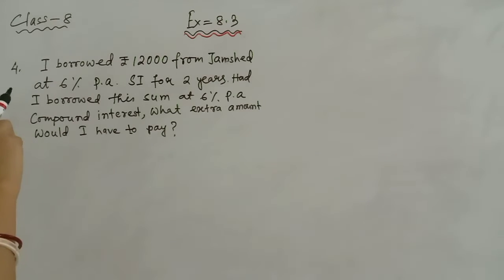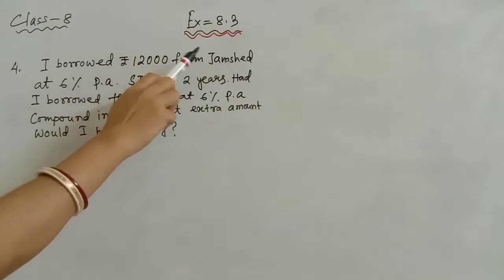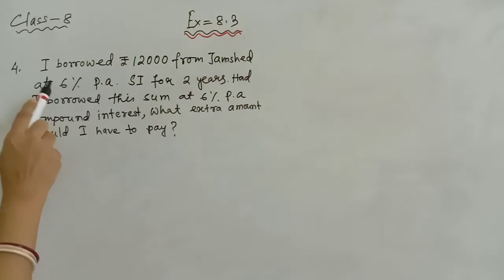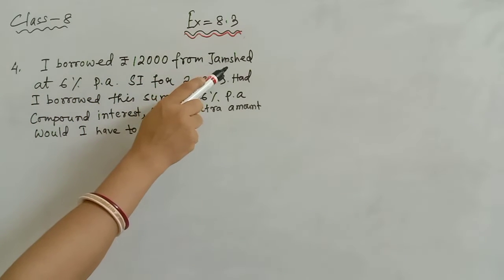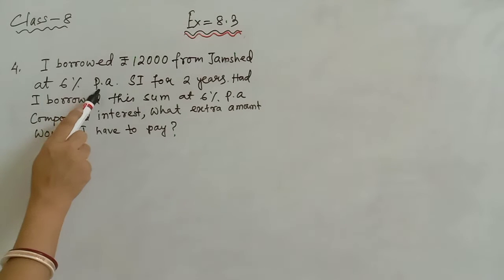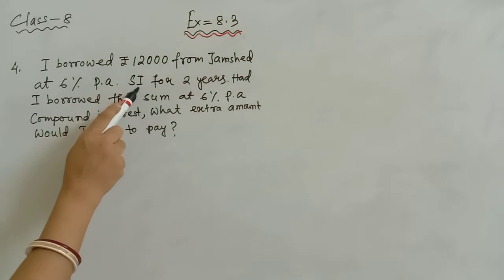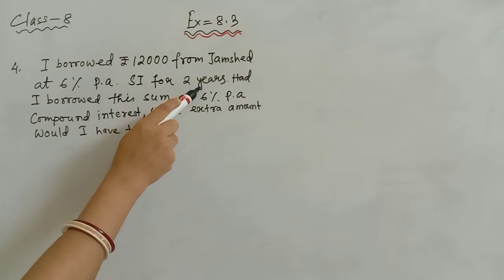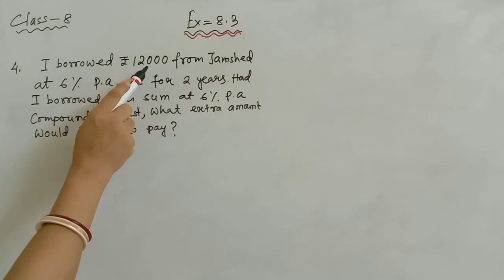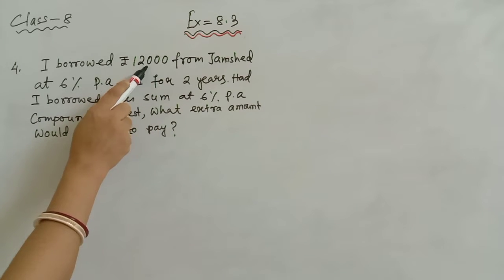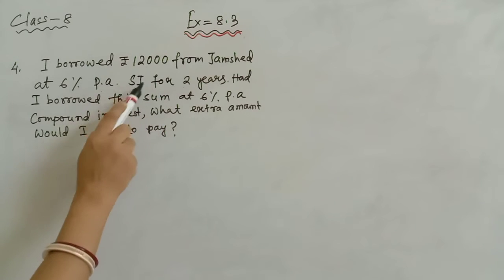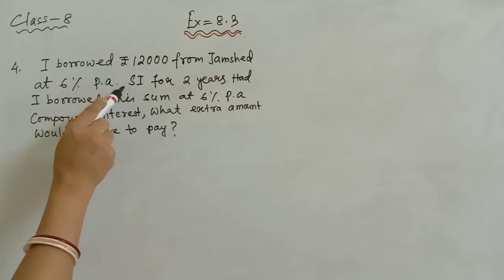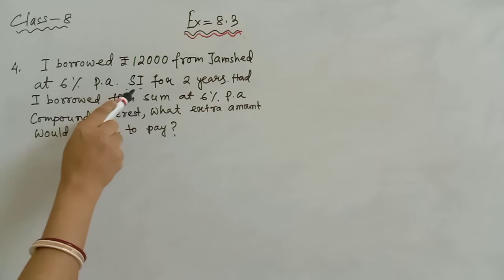Today we will do question number 4 from exercise 8.3. I borrowed rupees 12,000 from Jamshed at 6% per annum simple interest for 2 years. Principal is 12,000, rate percent, time is given, and you have to use it as a simple interest form.